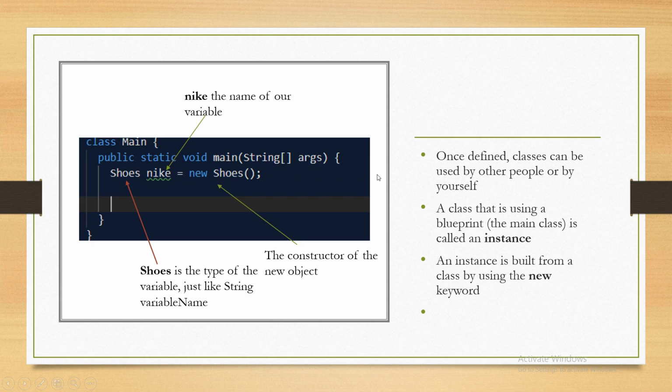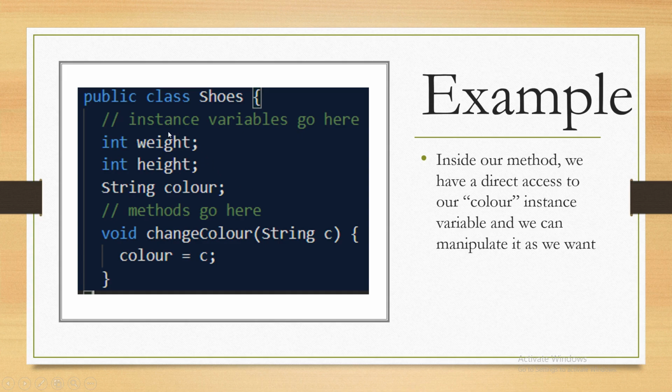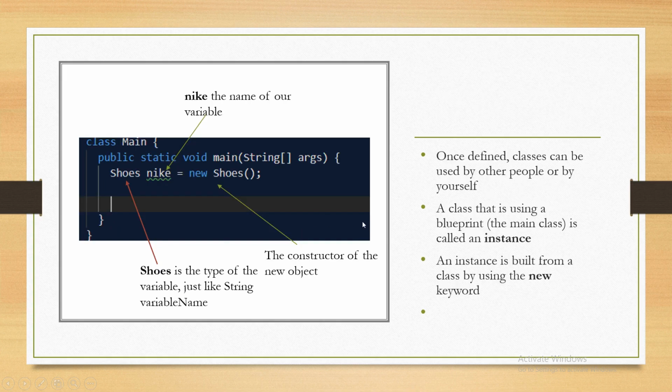So what does that mean? Well, shoes is essentially just the type of the variable. So for example, if you said string Nike, it would be the same, but just a different type. So in this case, it's shoes. And Nike is just the name of our variable. And new shoes just means the constructor of the new object. So when I say new shoes, I can access these attributes and these methods that I've created there.